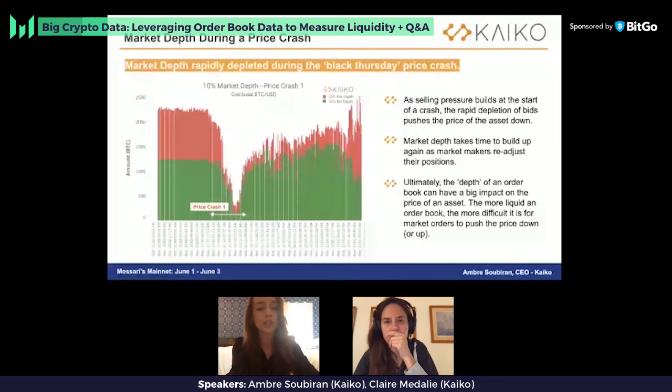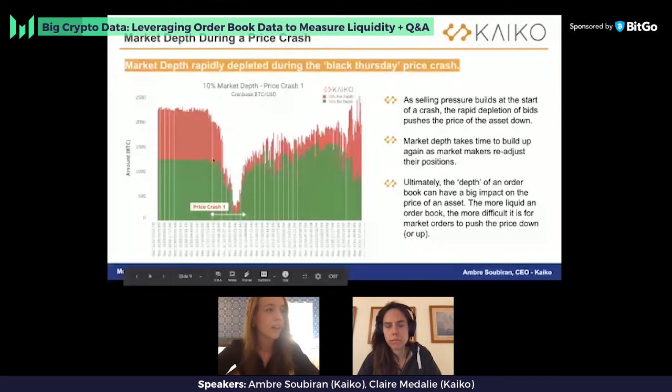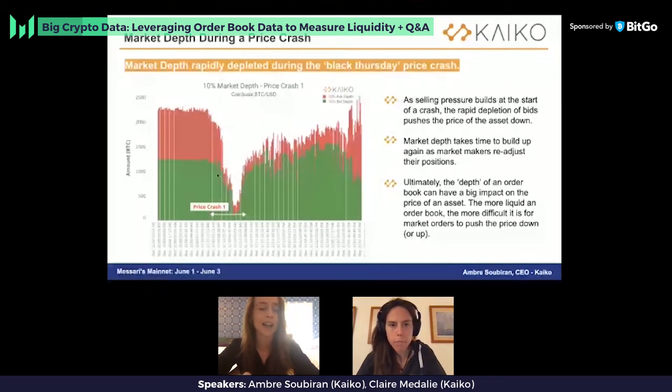During this price crash, the price fell about $1,000 in record time, and you can see a corresponding depletion in the order book. As selling pressure built right towards the beginning, the bids and asks on the order book started being rapidly removed as price takers were buying and selling during the price volatility.